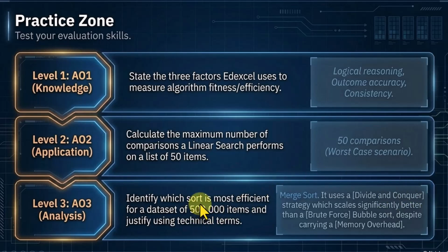Identify which sort is most efficient for a data set of 500,000 items and justify using technical terms. So merge sort is better. It uses a divide and conquer strategy, which scales significantly better than a brute force or bubble sort, despite carrying a memory overhead. See, I'm using some technical words here: divide and conquer, brute force, memory overhead. So they are very important.